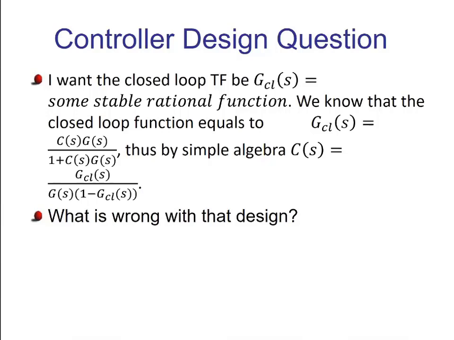Why can't I? I mean, G closed loop is just something you're pulling out of your head, whatever you want, right? Give me your best transfer function you hope to get. And I'm giving you G of S, which you cannot control because this is the plant. Put it in that formula and it gets the controller that you want, that you need, right? Supposedly, yeah. So the answer is basically nothing wrong with the design.